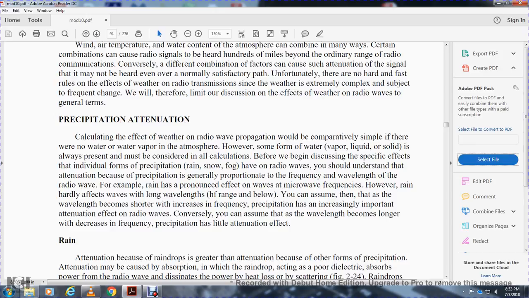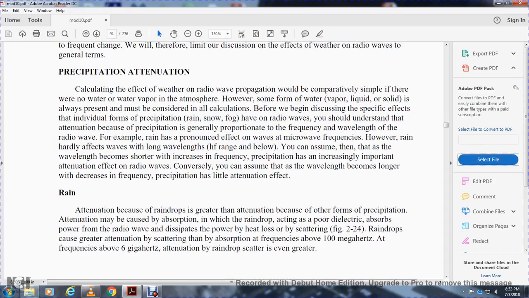Before we discuss the specific effects that rain, snow, and fog have on radio waves, you should understand that the attenuation caused by precipitation is generally proportional to the frequency, that is, inversely to the wavelength of the radio wave. For example, rain has a pronounced effect on waves of microwave frequency. However, rain hardly affects waves in the high frequency range and below. As frequency increases, the wavelength becomes shorter, and precipitation has an increasingly important attenuation effect on the radio waves. Conversely, as frequency decreases, the wavelength becomes longer, and precipitation has little attenuation effect.